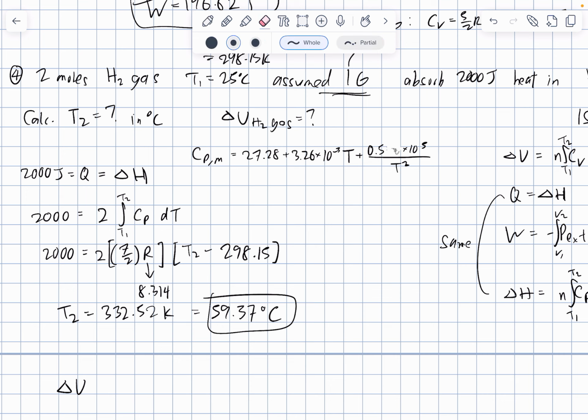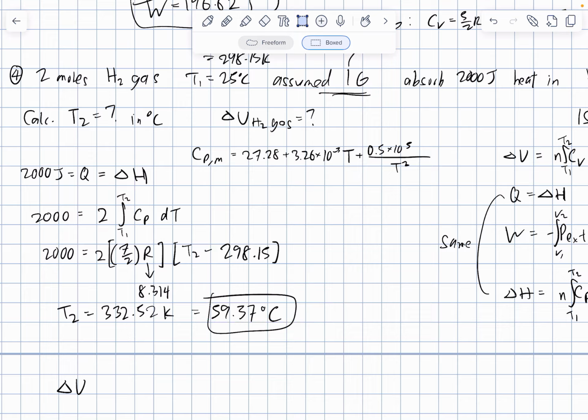I repeated it twice. That's 0.5 times 10 to the fifth. The lower limit is 298.15 and the upper limit is 332.52. So it's pretty approximate. So how did I check if this temperature is okay?